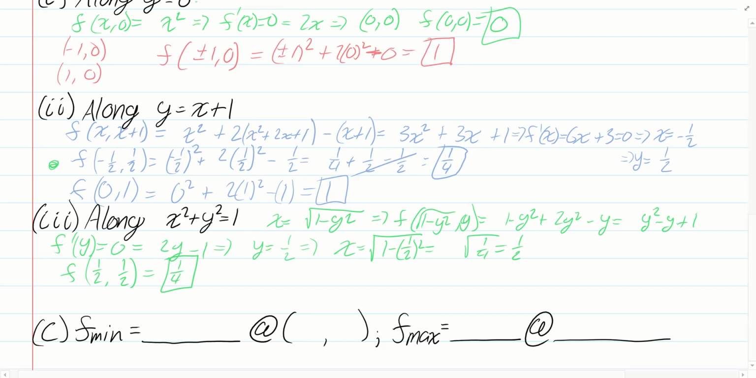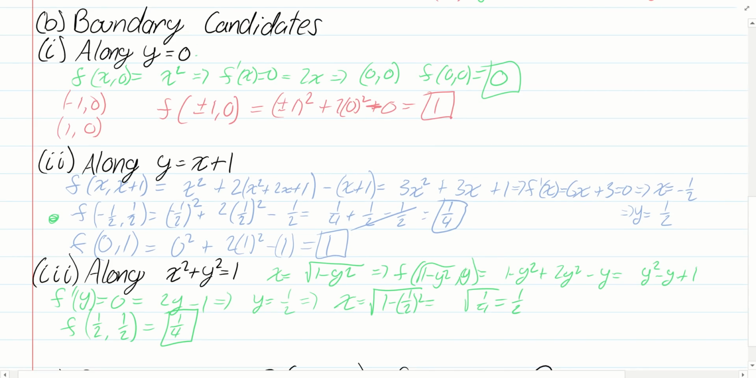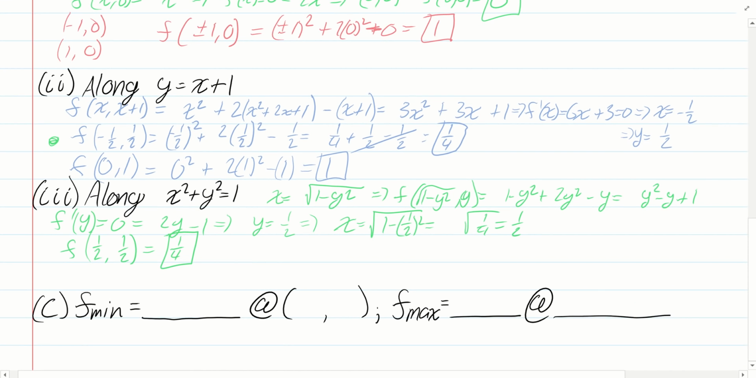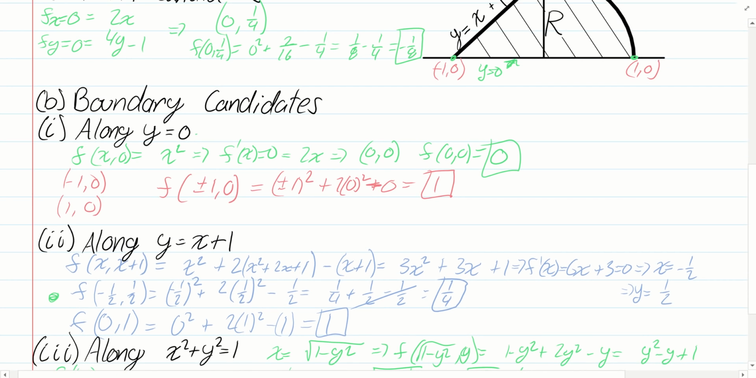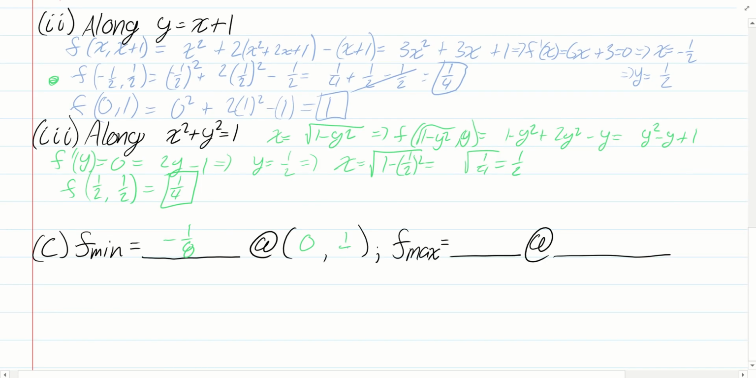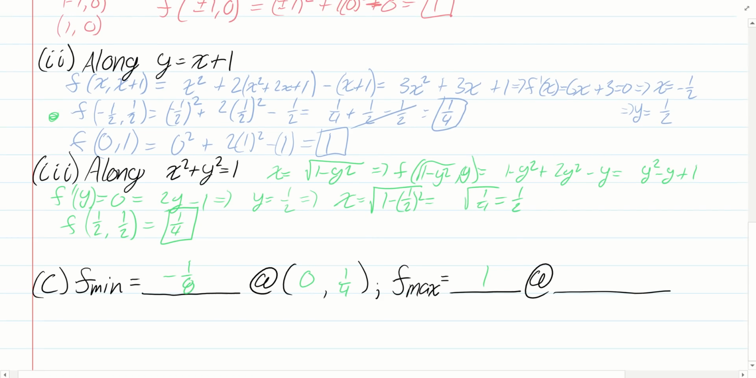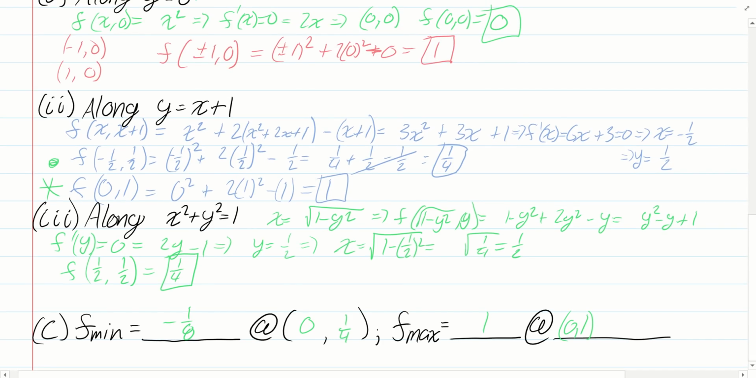Then f min, in this case, looking at all the values, we have a negative 1/8, we have a 1/4, we have a 1, we have a 1/4, we have a 0, and we have a negative 1/8. Negative 1/8 is definitely the smallest out of all of these candidates. So negative 1/8, and at that point it is 0, 1/4. Is that what that was? Back up. Yeah, 0, 1/4. And looking at f max, it's going to end up being 1, but it's 1 at 3 different points, which is 0, 1 right here, and then at plus or minus 1, 0 right here.